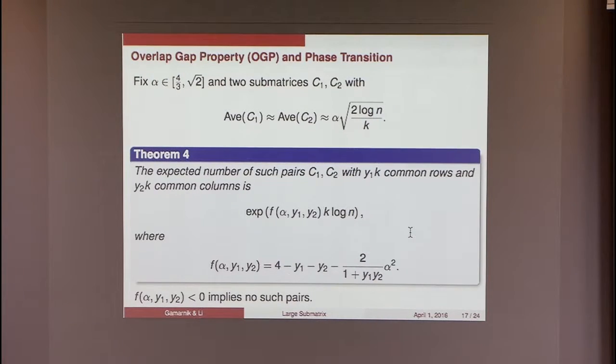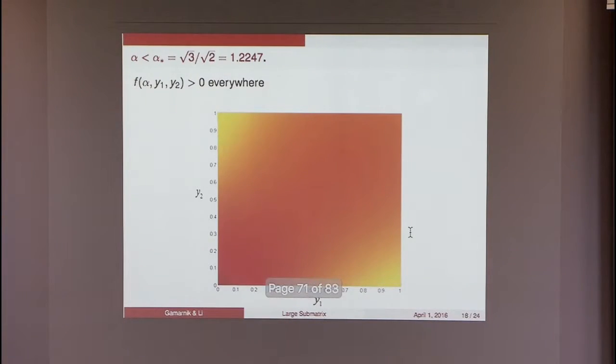So what I want to do next is to plot this function, and specifically indicate when it's positive and when it's negative. And then we will see that there's actually 2 phase transitions. One is non-interesting, I'll go through that really fast, and one is interesting, I'll go through that somewhat slower. First phase transition happens at √3 over √2. So as long as alpha is less than this quantity, it turns out that all the values of f are positive. So here we fixed alpha and go over all pairs of y1 and y2. And it turns out that all such values are positive.